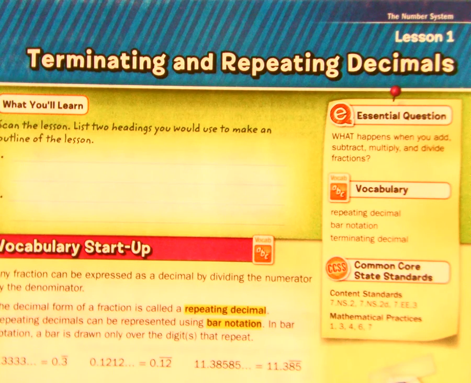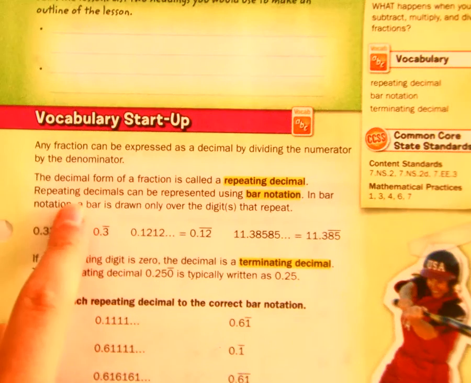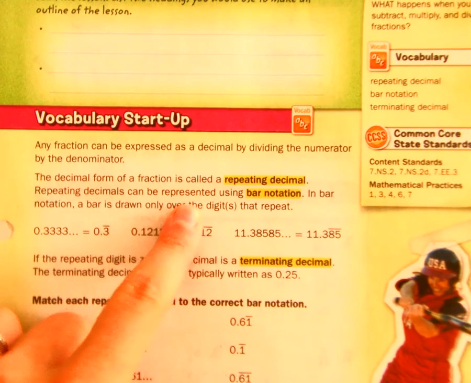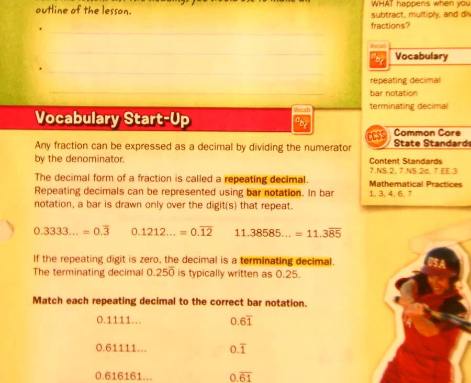Lesson 4.1, Terminating and Repeating Decimals. The decimal form of a fraction is called a repeating decimal. Repeating decimals can be represented using bar notation. So in bar notation, the bar is drawn over the digit that repeats. So a repeating decimal is a decimal that goes on and on forever.